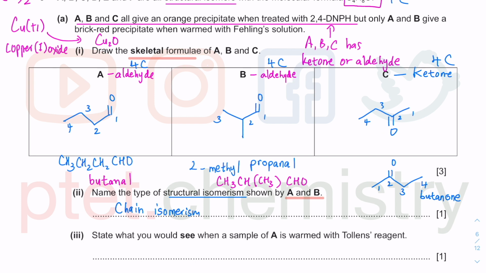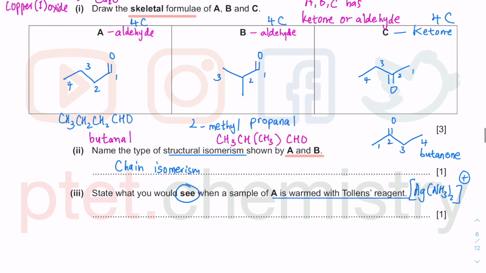Now state what you would see when A is warmed with Tollens. Tollens reagent is basically silver plus 1, but it's got 2 ammonia. So it's a soluble complex, and we'll learn more about complex ions in A2 transition metals.